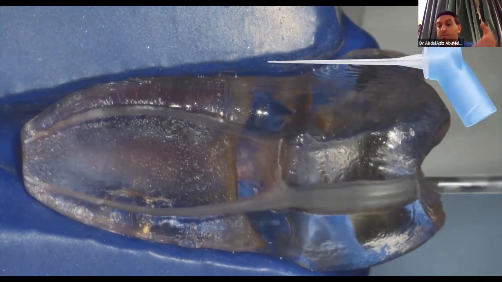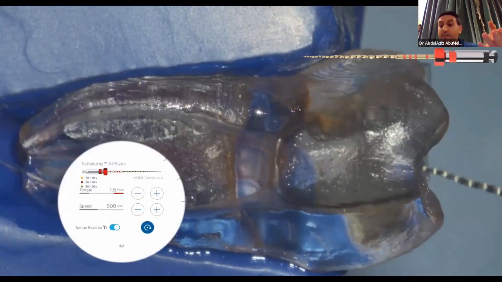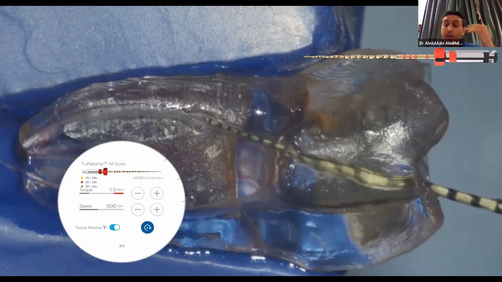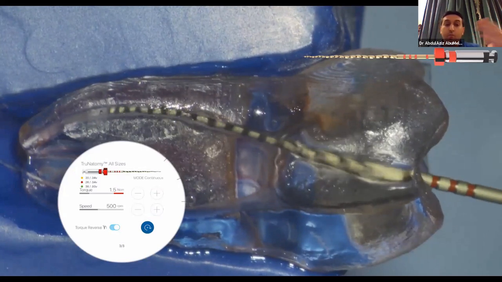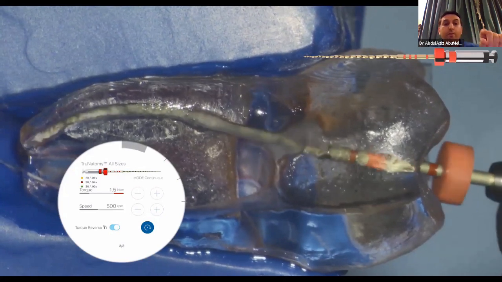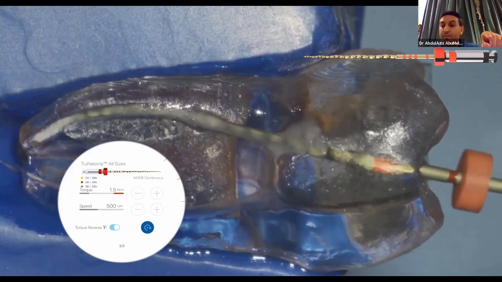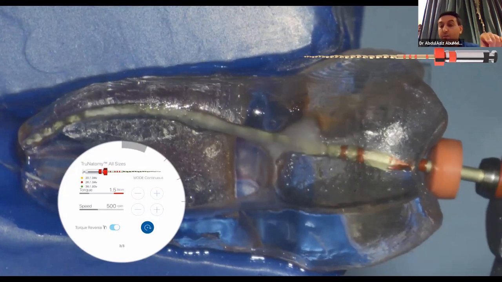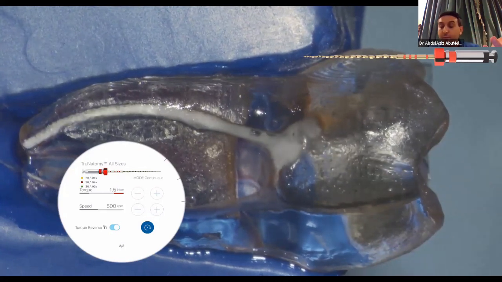The prime, which is equal to 26.04, can go all the way to the working length. It's easier. You can see there is no touch from the coronal or the middle, only at the apical preparation. This is what we need from our rotary system. We don't need much more damage on the walls.